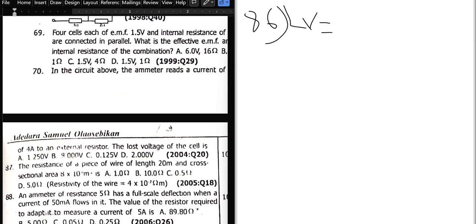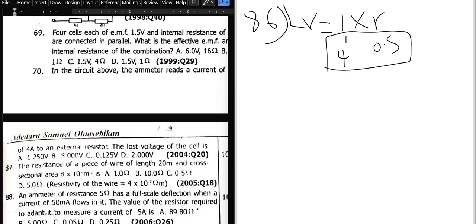The lost voltage is current multiplied by small r. Current here is what? Current here is 4. Small r is what? 0.5. So that's what you're looking for. Lost voltage. Alright.